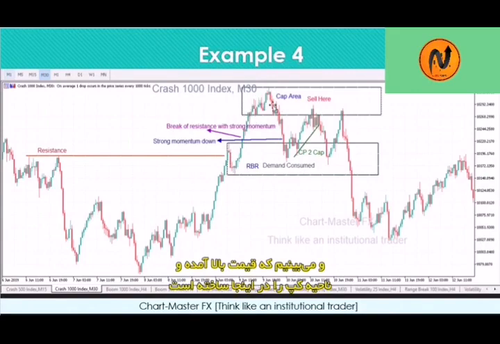So you have a cap area here, and guys, as the price dropped down with strong momentum, you can see that the price started to compress going to the cap area. So here, that's where you can sell, and you put your stop loss above here.